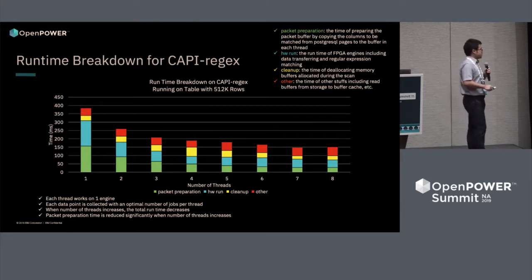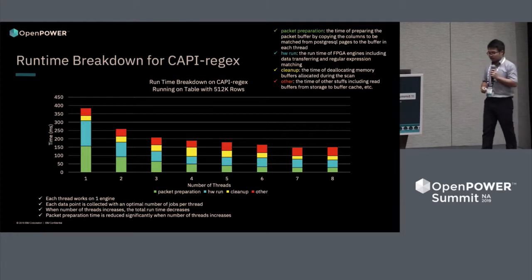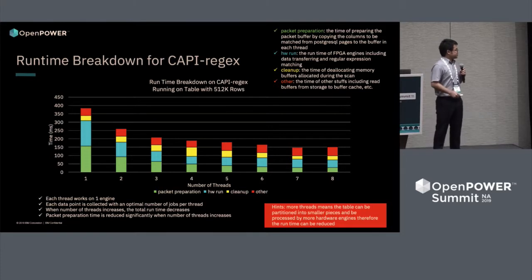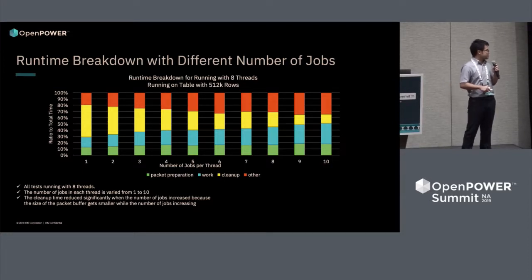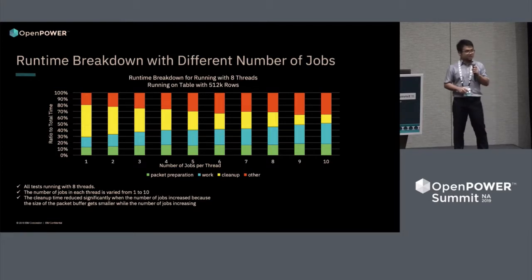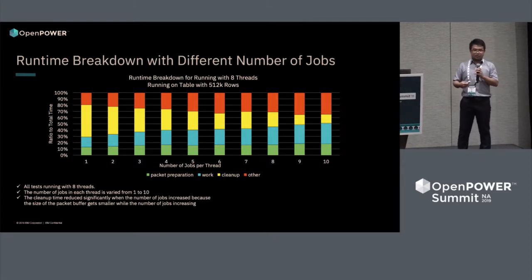Why do I say I use the optimal number of jobs? That is because in the next chart you will see that if we have a fixed number of threads, which is 8 threads, and we change the number of jobs from 1 to 10, we will see that the breakdown, especially the cleanup time, which is the deallocation of the shared memory buffer, drops very significantly. This means that the overall query time for a fixed number of threads is almost the same, especially for the hardware run and for packet preparation.